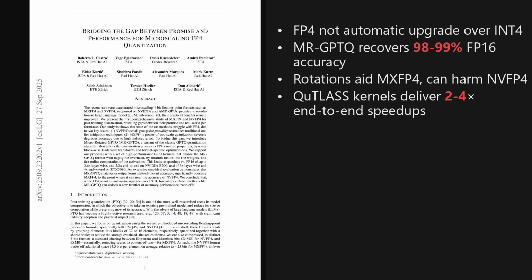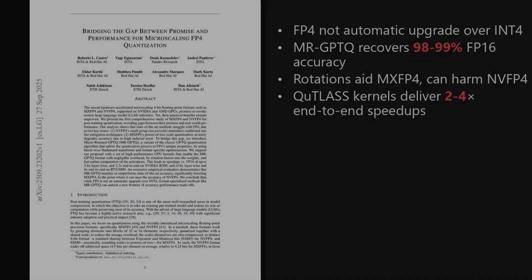In short, the study shows why standard methods fail on MXFP4 and NVFP4, then uses rotations and format-aware scaling to recover accuracy, bringing MXFP4 within about 1-2% of NVFP4 and roughly 98-99% of FP16 on large models.